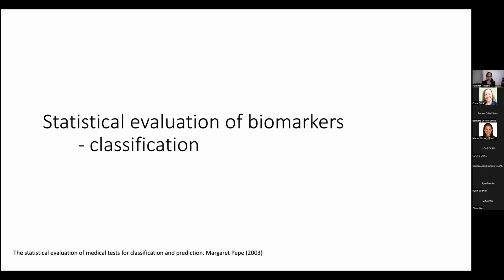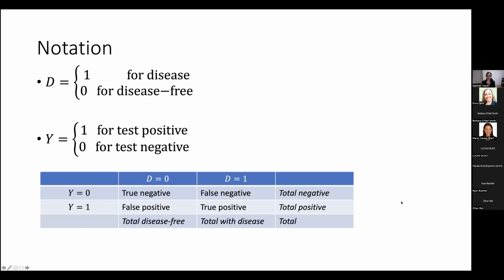And so the text, oh, and sorry, I have references here, and then I'll provide a list of references at the end as well. The book that I learned all of this from is Margaret Pepe's Statistical Evaluation of Medical Tests for Classification and Prediction. I find this a very useful text. So if anybody wants to learn more, I would definitely purchase it.